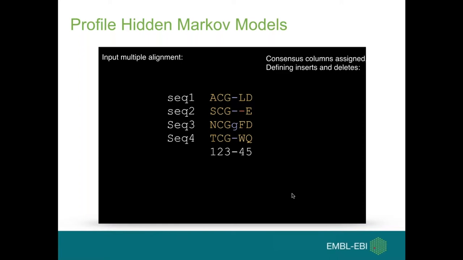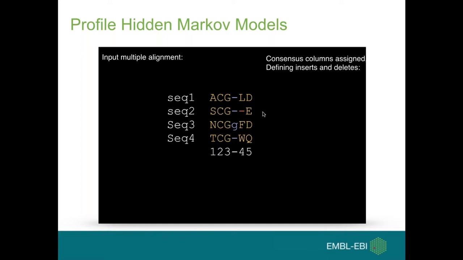However, if you look at sequence three, that contains a gap between the third and fourth consensus columns. This is considered an insert because it's less than 50% and we have an extra amino acid. Now, if you look at sequence two and consensus column four, there's a red dash. That is what we refer to as a delete. There's a missing amino acid in sequence two compared to the consensus, simply because there's more than 50% occupancy in this column, but in sequence two, there's an amino acid that's missing. So that's assigning matches, inserts, and deletes.